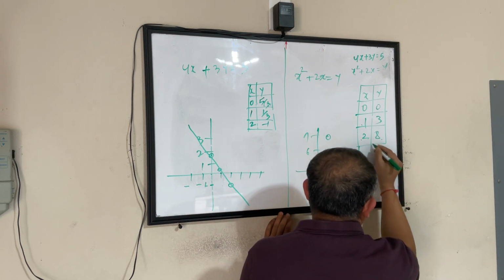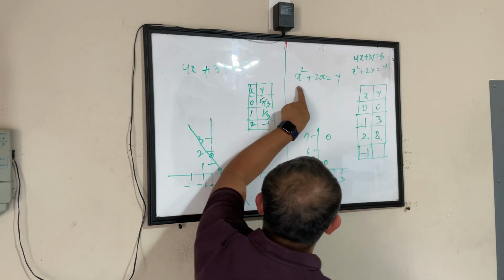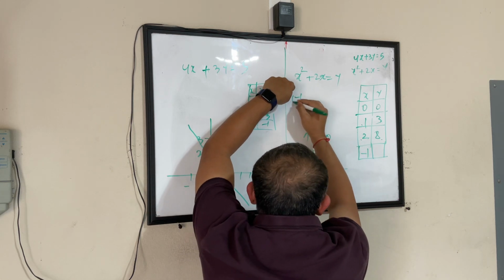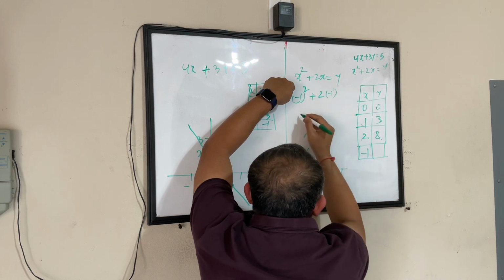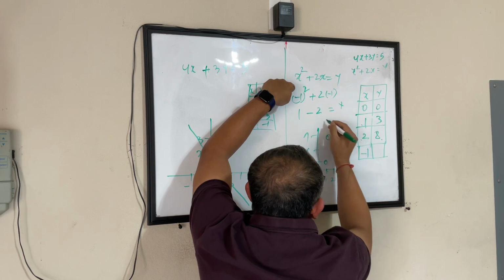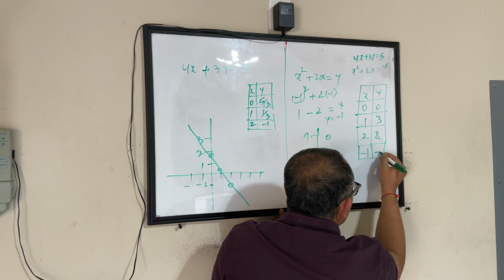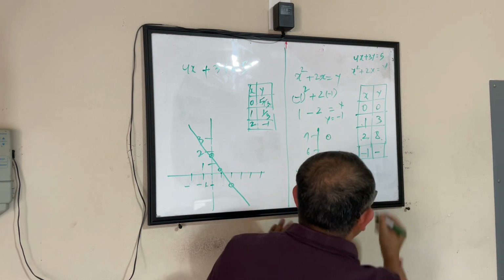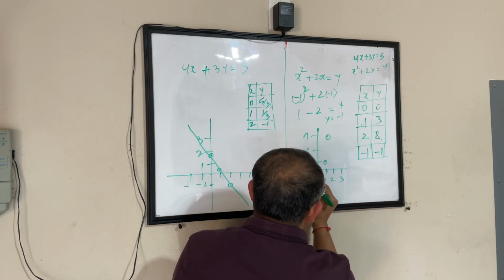Let me do one thing. Let me pick another point. Let's say minus 1. What happens? When I put x equal to minus 1, this becomes (minus 1) squared, which is 1, plus 2 into minus 1. So this is 1 minus 2 equal to y. y equals minus 1. Sorry, when x is minus 1, y is also minus 1.